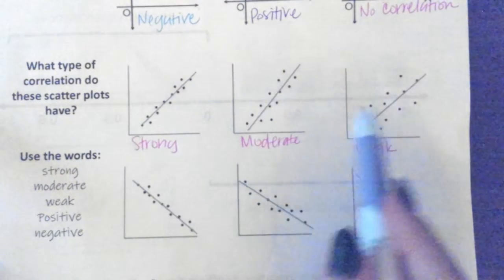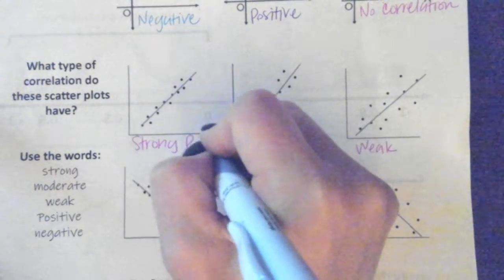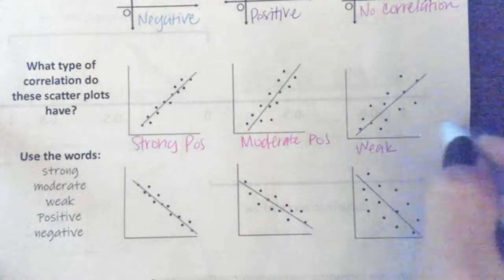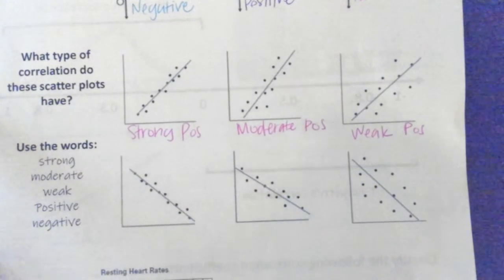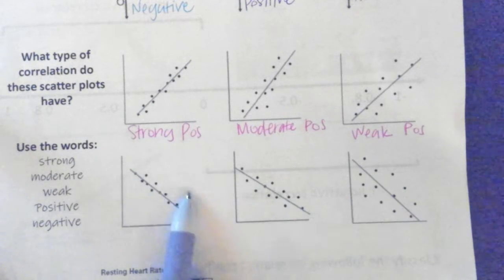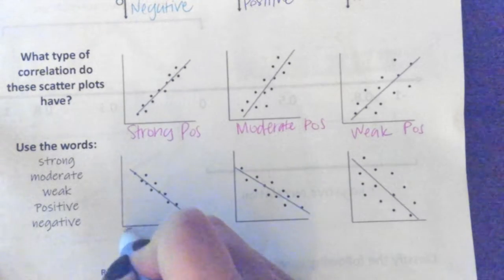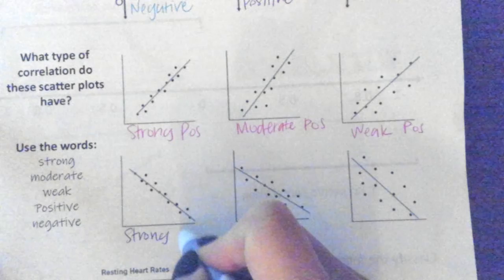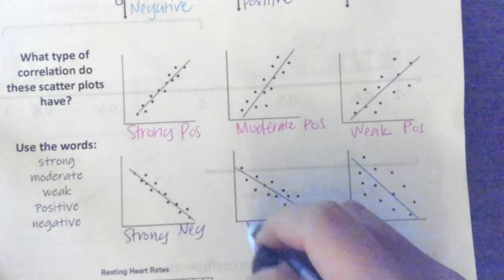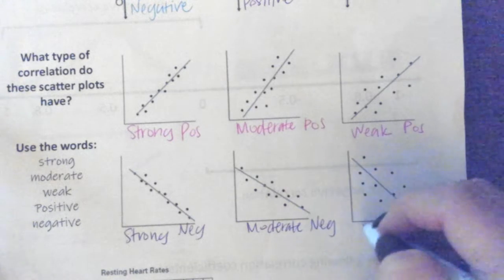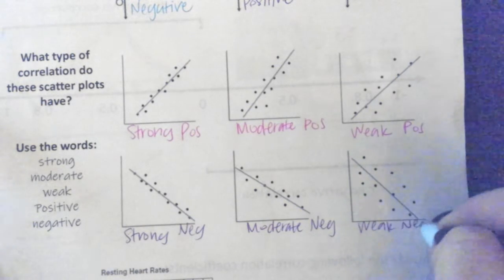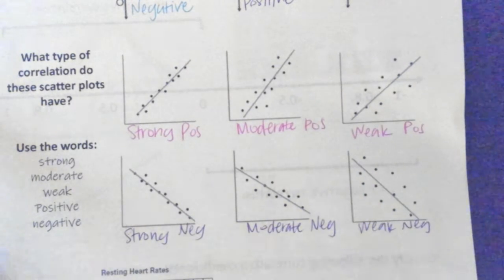And then these are all trending upwards, so this would be strong positive, moderate positive, weak positive. And then same thing here, they're just trending down, so that would be negative. But these are all grouped together, so strong negative, moderate negative, and weak negative.